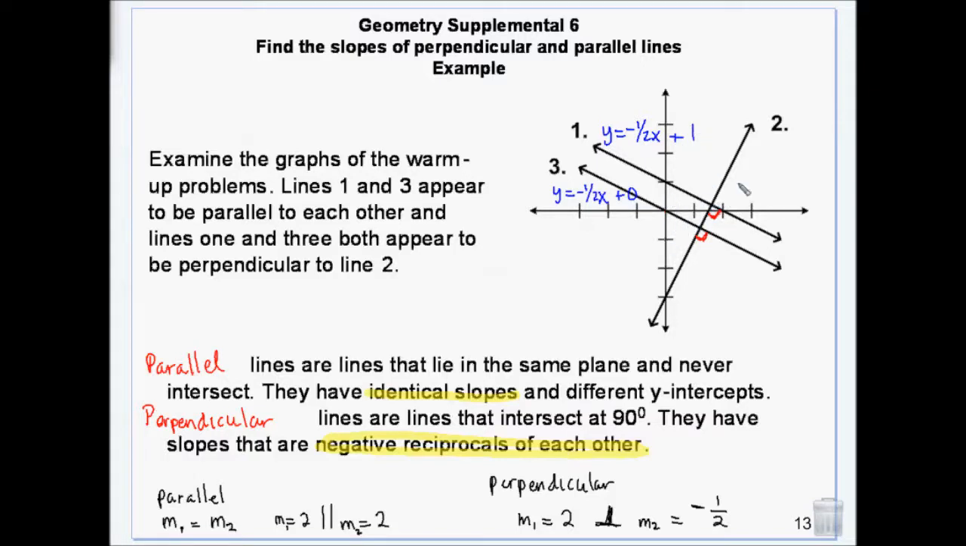If I figure out the slope of line 2, I'm up 2, over 1. So line 2 is y equals 2x minus 3. So see how my slopes are negative reciprocals of one another? These two lines are perpendicular. And here my slopes are identical. These two lines are parallel.